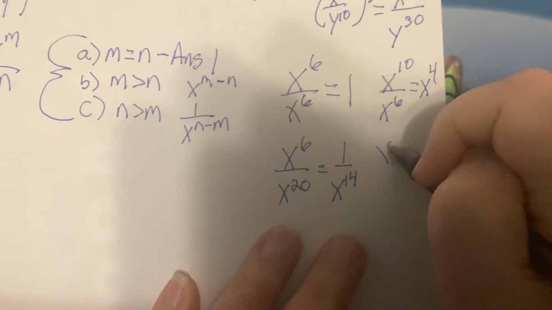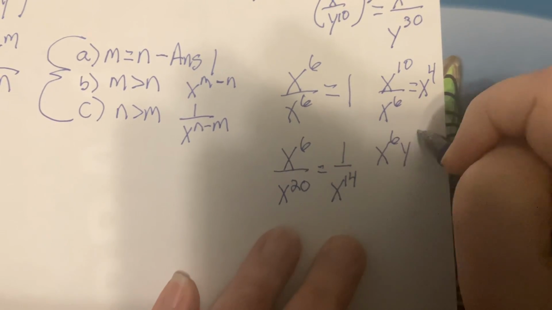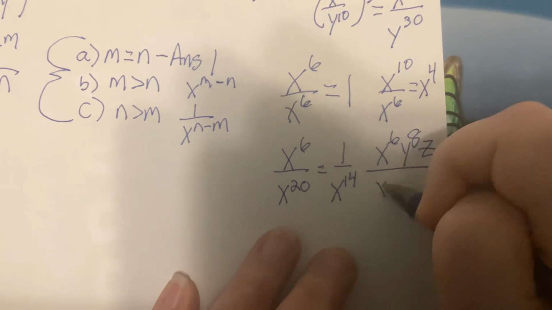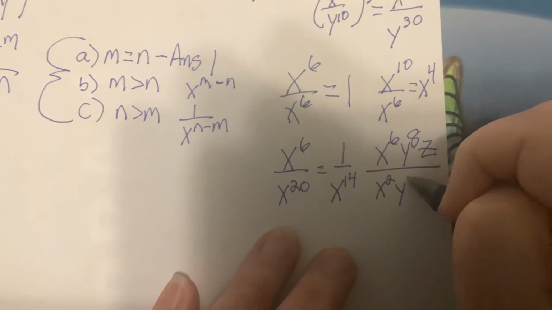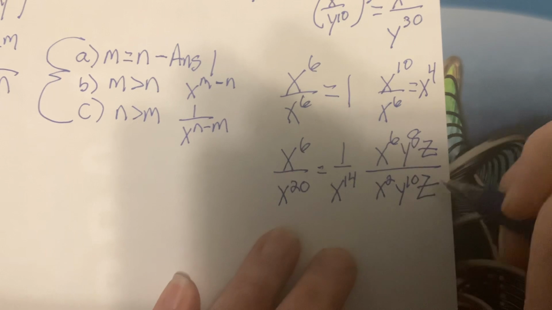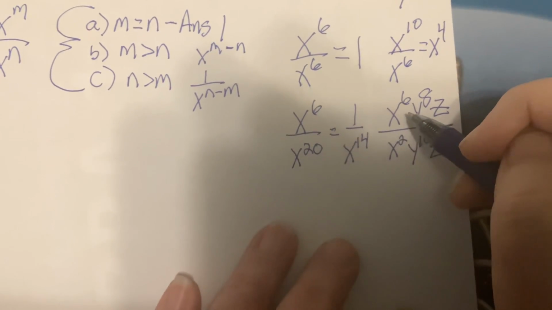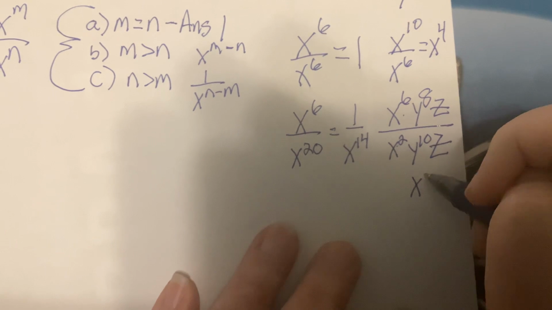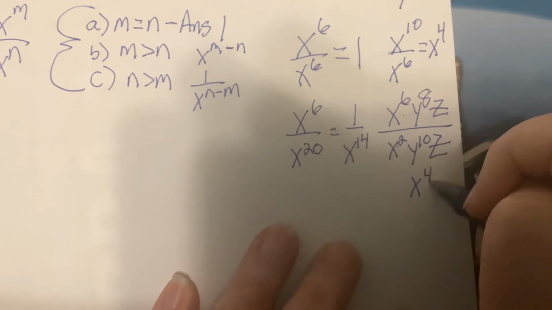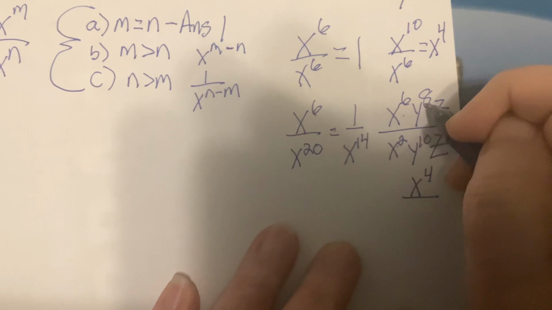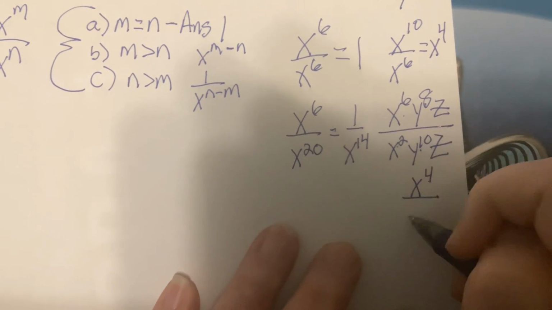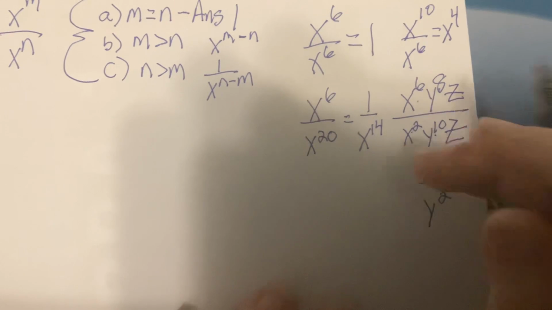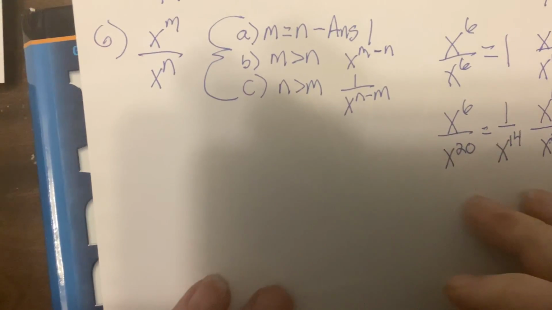So if I have x to the 6, y to the 8th, z over x squared, y to the 10th, z, well, x to the 6 divided by x squared would be x to the 4th. y to the 8th over y to the 10th, it'd be y squared, and the z's cancel out. Hey, we're doing pretty good here.